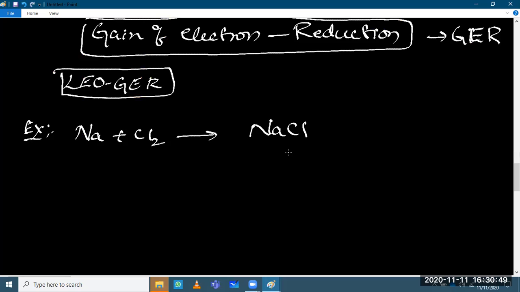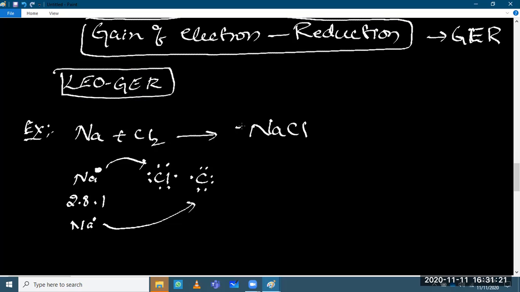For example, look here. Na is an element, it has 2, 8, 1 electronic configuration. The outer electrons present in sodium is 1. And chlorine, two chlorine atoms combine to give a chlorine molecule. Now two sodium metals, one sodium donates one electron to one chlorine, and another sodium donates another electron to the other chlorine, and it becomes 2 NaCl.